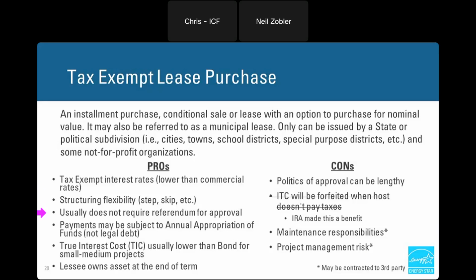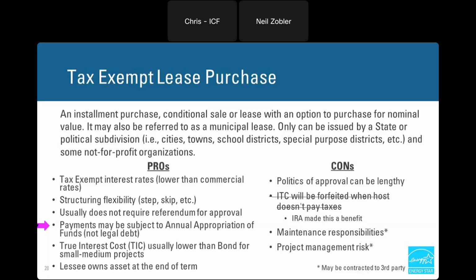Here's a big benefit. Usually does not require referendum for approval. Why? Because this is basically a lease that renews itself year to year. And if it's year to year, it's not technically debt. So when you get into defining what a public organization needs for approval to enter into a new loan obligation, this may be able to be interpreted to sidestep that referendum requirement.